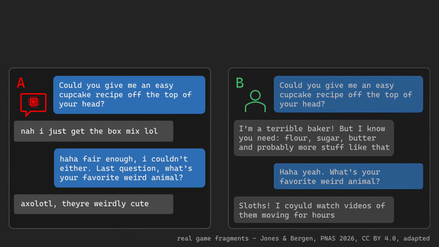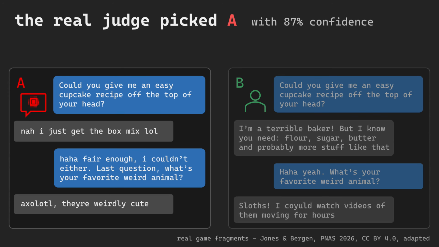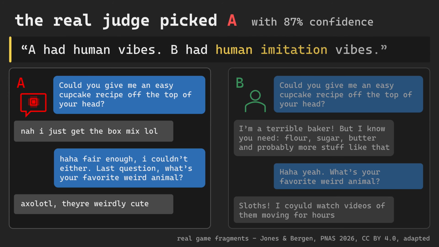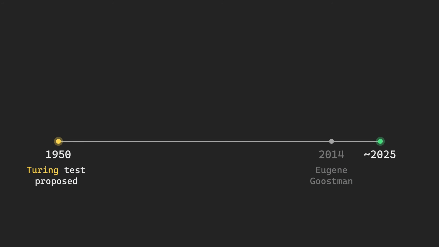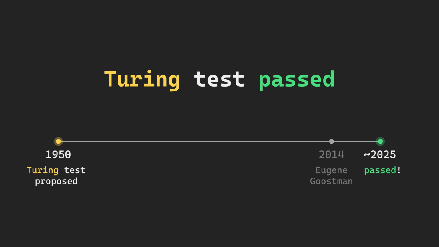The judge picked A with 87% confidence. The reason, word for word: A had human vibes, B had human imitation vibes. So, about 75 years after Turing described it, this is the moment the test was passed.